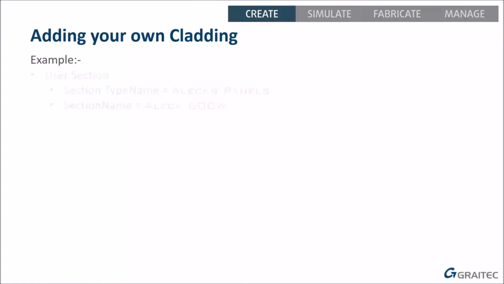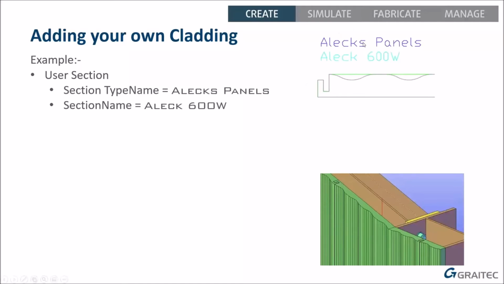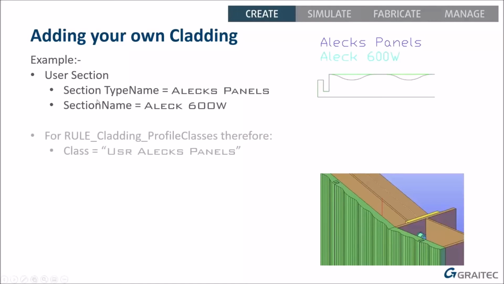So let me give you an example. I have my panel. I called it Alex Panels Alex 600W. The complicated shape, once it's in the model, if I change the display in the model to exact, you can see here it's showing the full complicated shape. The exact shape will be nice when you want to see it looking pretty and fancy, but most of the time you don't need that level of detail. So that's why we have the simplified shape, and I'll show you more in the drawings.